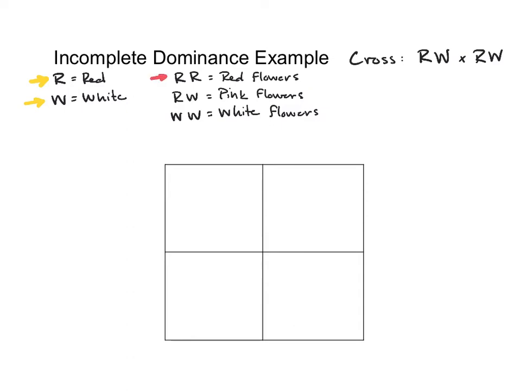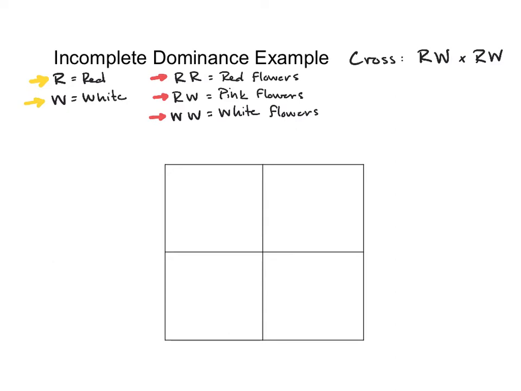So if you have capital R, capital R, that's going to give you red flowers in this species. If you have capital R, capital W, that's going to give you the intermediate phenotype, pink flowers, and WW is going to give you white flowers. And so you can see that the red allele does not fully hide the white allele, and the white allele does not fully hide the red allele. So that's why this is incomplete dominance.